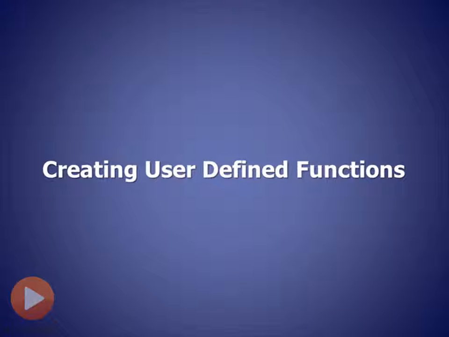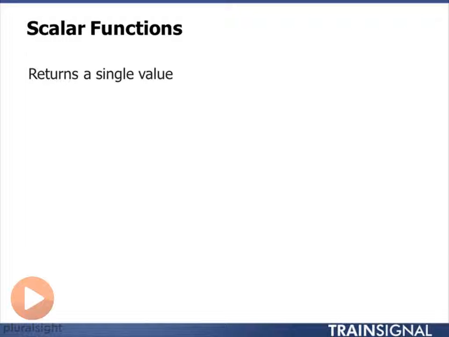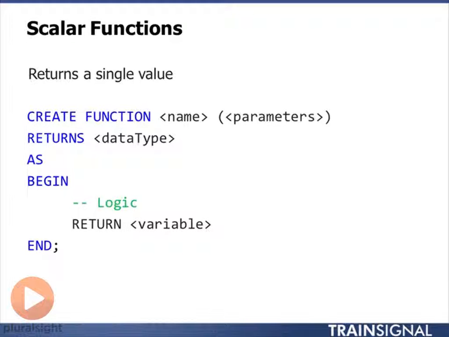Now let's turn our attention to actually creating user-defined functions. Let's start off by taking a look at a scalar function. A scalar function is going to return a single value. The way that this is created is by utilizing create function, give it a name, the parameters that you want to accept, and then returns and then the data type. The definition is going to go after the keyword as and between your begin and your end.